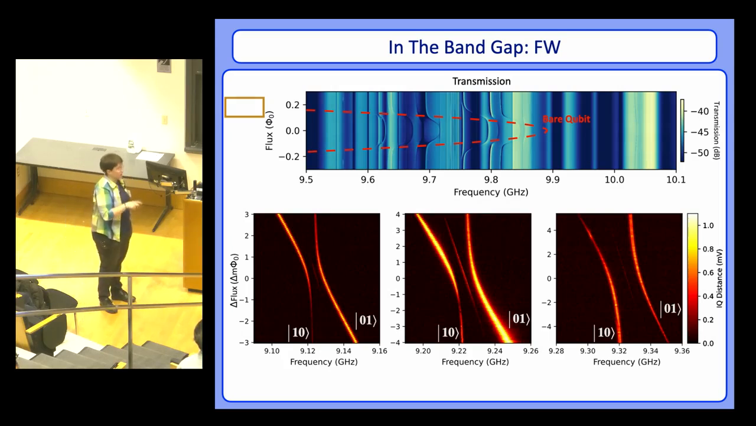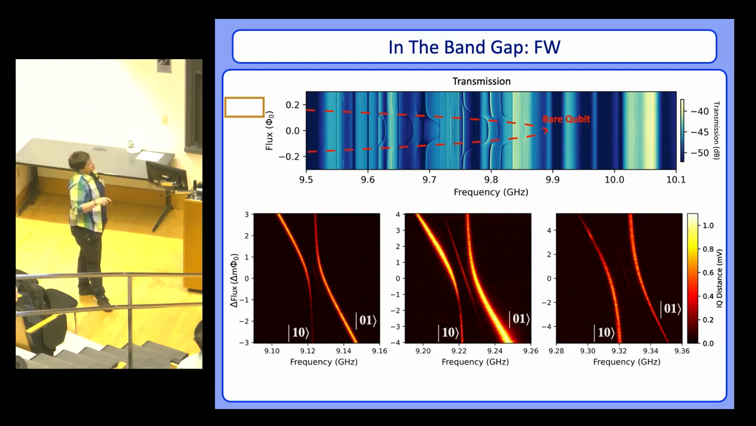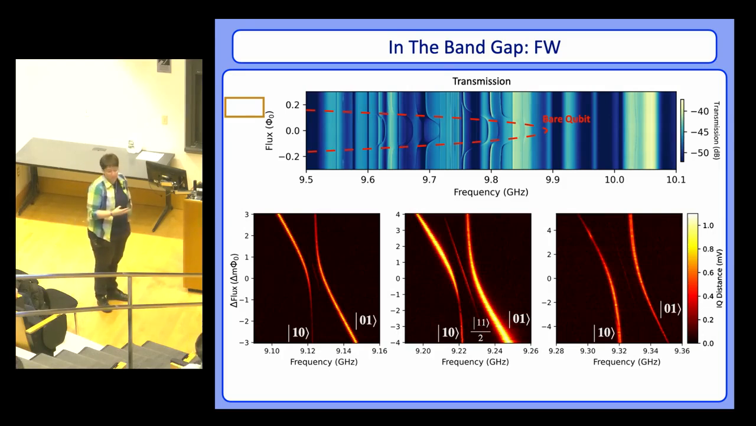This is higher frequency, higher coupling. So we get larger avoided crossings. We also see this interesting little line down the middle here. And what that actually is, is a 2-photon transition to the state where both of the qubits are coupled.